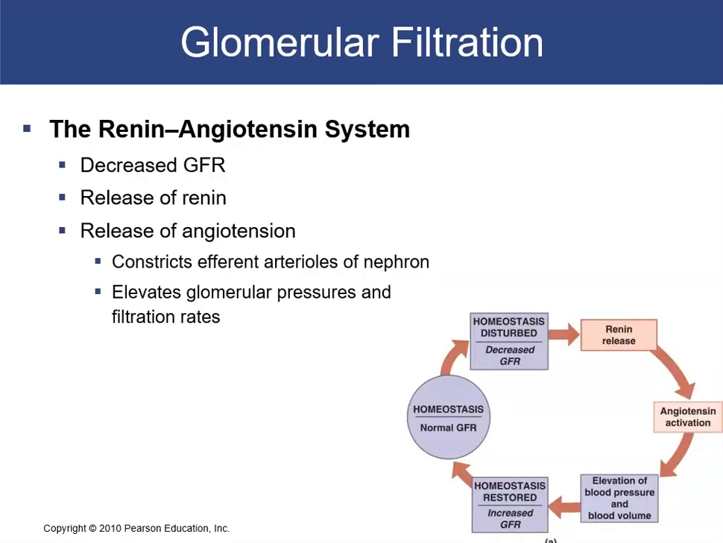What about the renin-angiotensin system? When there is a decrease in the glomerular filtration rate, this will cause the release of renin. Renin will then stimulate the release of angiotensin. What angiotensin does is it will cause the constriction of the efferent arteriole of the nephron, making that smaller. That will increase the pressure in the glomerulus and increase the filtration rate. So it elevates glomerular pressure and elevates filtration rate.